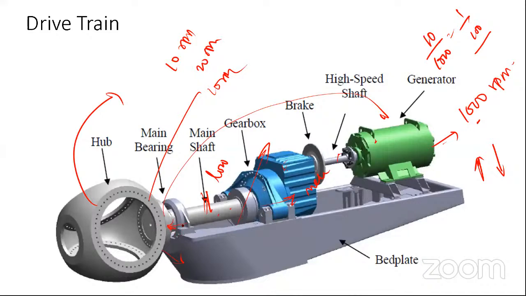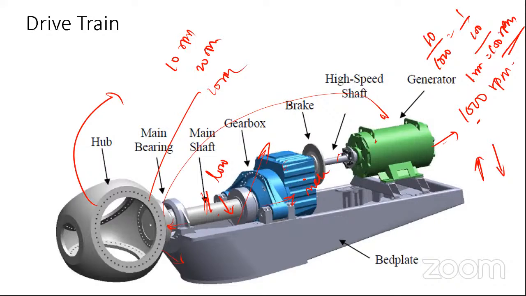If this rotor rotates at 1 rpm, the gearbox output has to rotate at 100 rpm. That is a 1 is to 100 ratio. That is the ratio that has been placed. One rotation means that the output has to rotate 100 times. Then only can it get 1000 rpm, right?